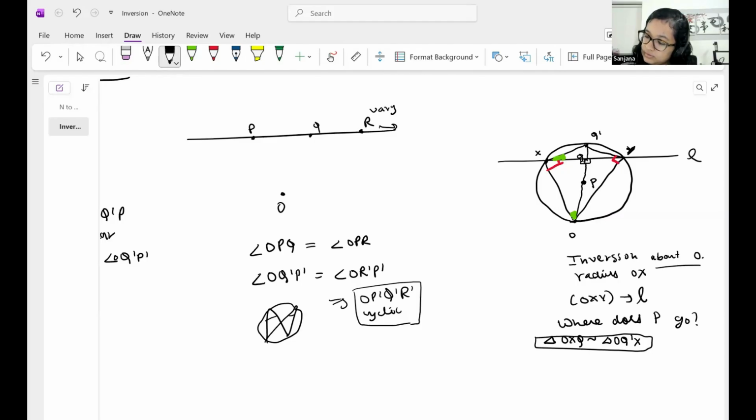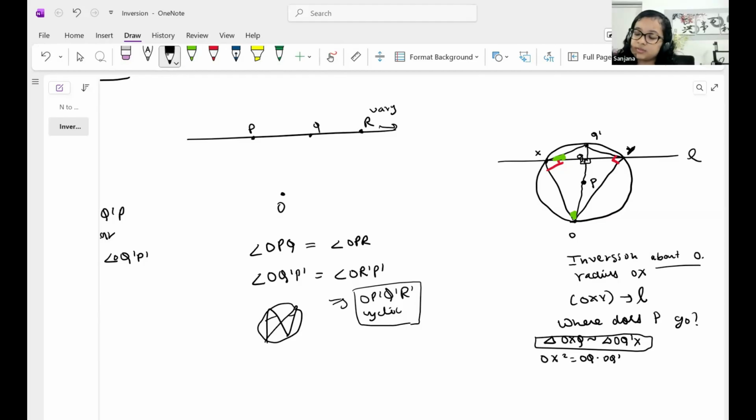So I'll just write it. You get OX squared is equal to OQ times OQ dash. These are equivalent. So essentially you get that Q and Q prime are inverses. So I hope this part is clear to everyone. And if there's any doubts, please ask. So now, okay.